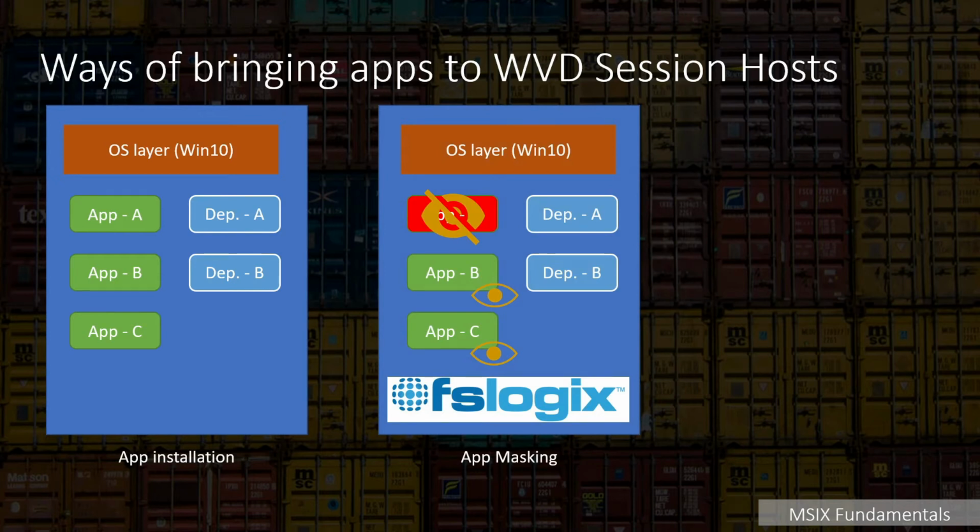The second way of delivering applications is the way of app masking functionalities provided by FSLogix. App masking is being used to manage user access of already installed applications on the system by granting access through security groups in your Active Directory environment.